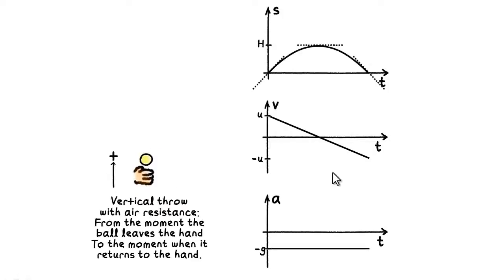Hello. In the previous video, we sketched the ST, VT and AT graphs for the vertical throw, assuming that the effect of air resistance is negligible. In this video, we are going to resketch the three graphs, but this time taking into account the effect of air resistance. I strongly encourage you to take out a piece of paper and try to sketch your graphs yourself. So pause the video now and join me again when you are ready.